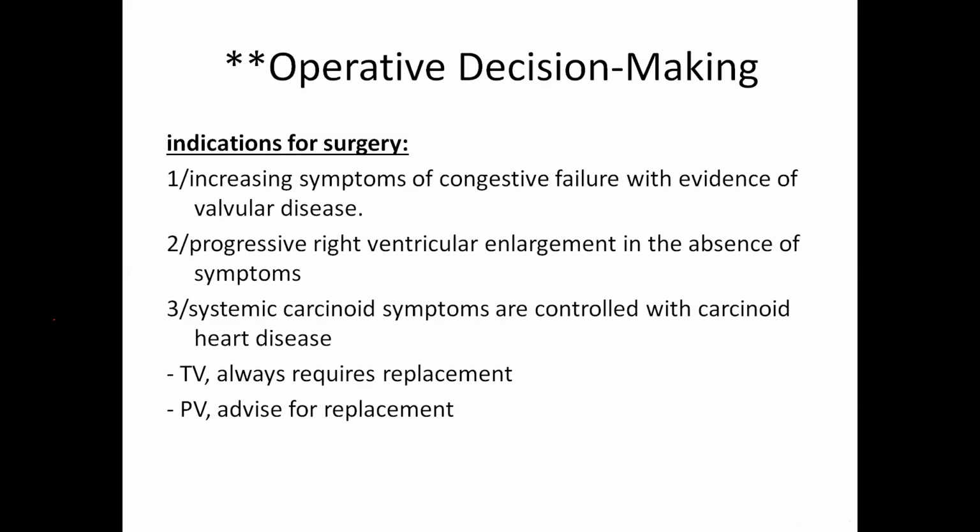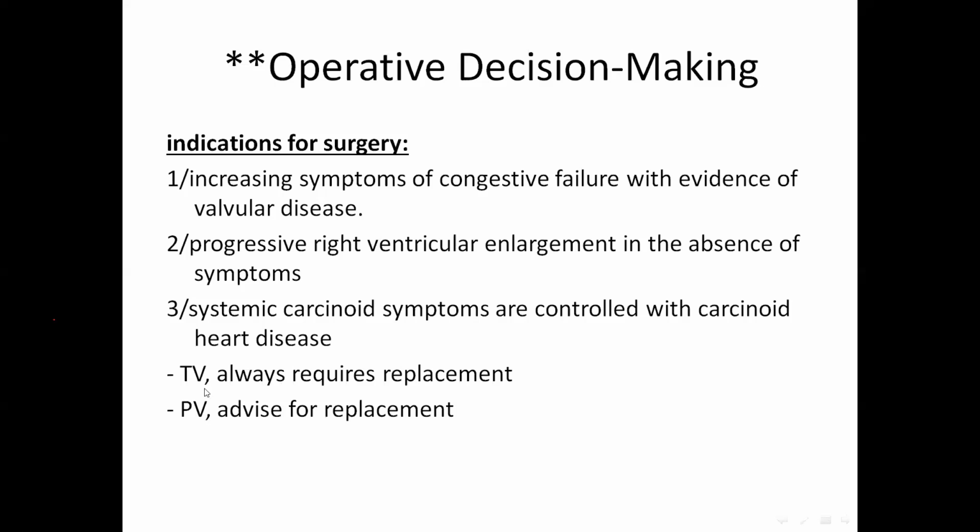For the operative decision, we will have indications for surgery. First of all, increasing symptoms of congestive heart failure with evidence of valvular disease. This is one. And also progressive right ventricle enlargement, even if there are no symptoms. And the third one, they should control the systemic carcinoid symptoms before we go for surgery.